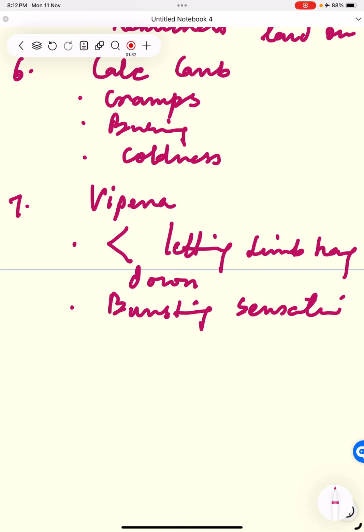Again, the remedies have to be prescribed depending on the totality, depending on the presentation of the case on an individual basis, and the choice of potency will also depend on the severity of the case and the constitution of the case. So I hope this information is good enough.